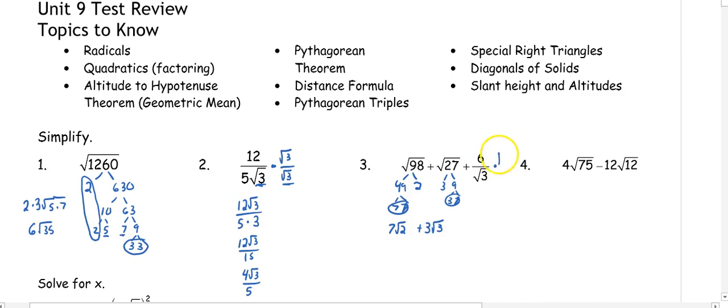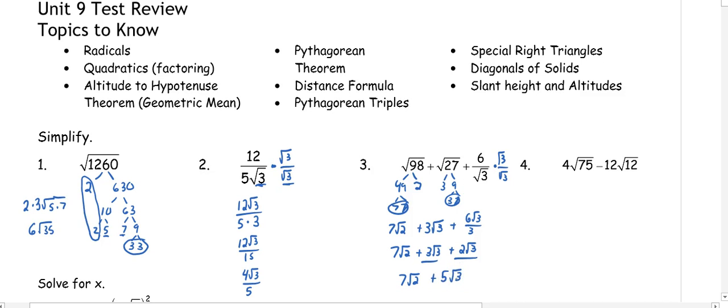Then over here we can rationalize by multiplying root 3 over root 3, which gets us 6 root 3 over 3. We can reduce that, so we would have 7 root 2 plus 3 root 3 plus 2 root 3. The root 3's can add together, so we would have 7 root 2 plus 5 root 3.